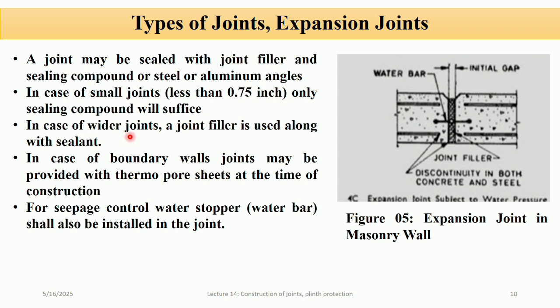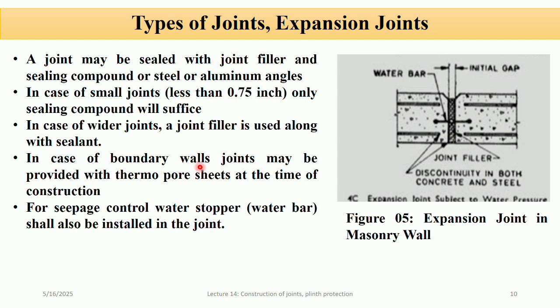In the case of wider joints, which are more than 0.75 inch, a joint filler, usually a compressible material like foam, rubber, cork, or bitumen board, is placed inside the joint gap, and a sealing compound is then applied on top of the filler. This two-part system fills the joint's depth efficiently, allows for movement while sealing the top surface against water and dirt. It is used in larger structure joints where significant expansion or contraction occurs.